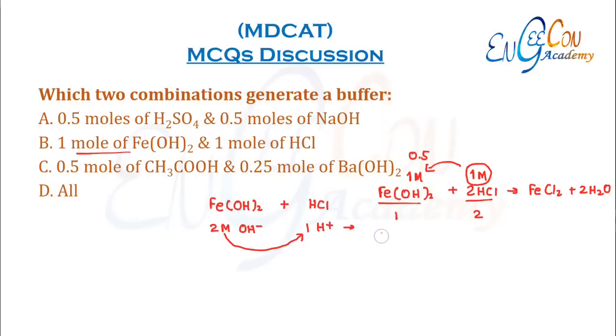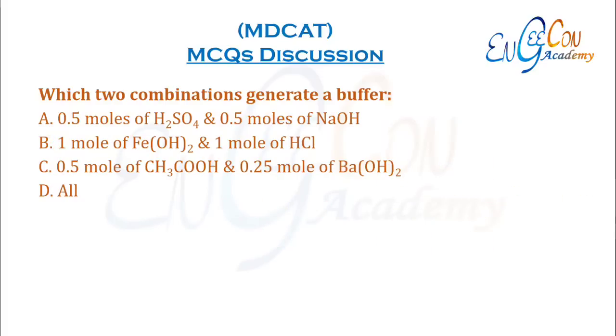So it means that we will have 0.5 moles of Fe(OH)2 left, and along with that we will be having 0.5 moles of FeCl2 as a product. So as a result we get a weak base and its salt with a strong acid, so it is a buffer.